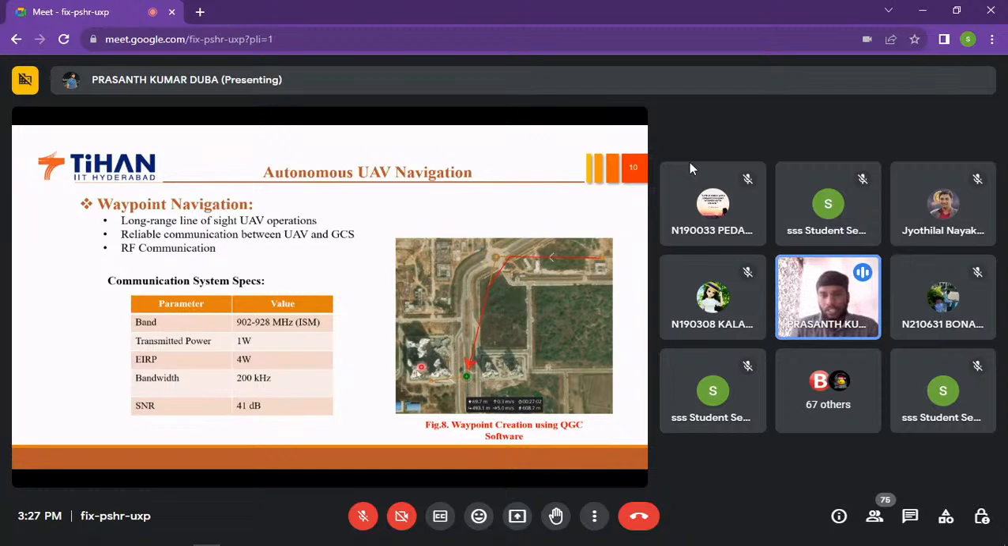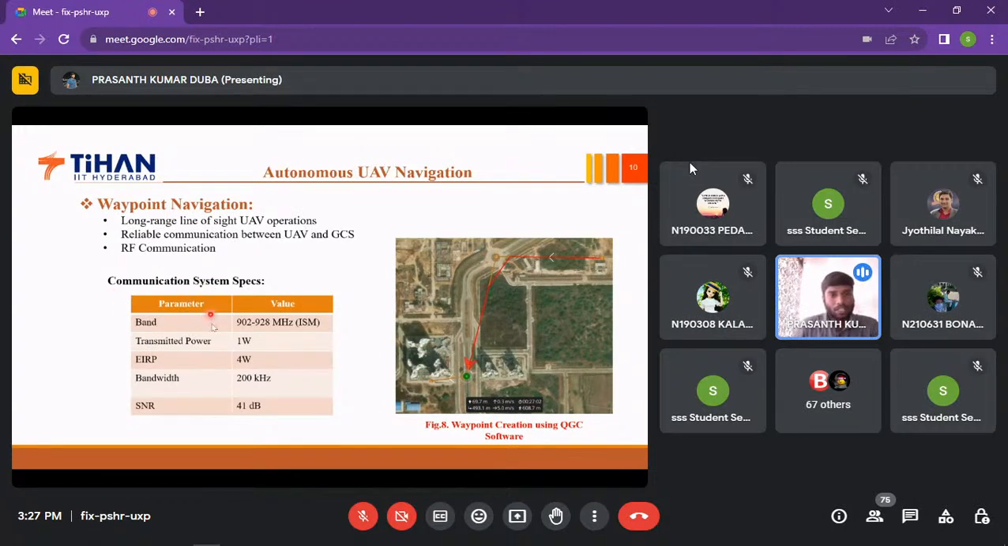So once we are giving this path planning, suppose I have assigned a path plan for 2 kilometers from here to here. Before going to the initial flight, we will check whether it will hold or not.